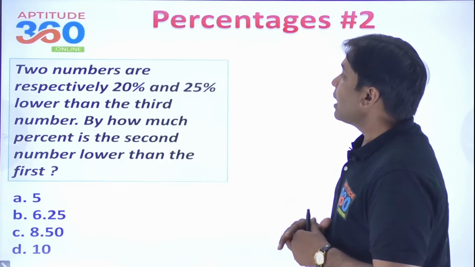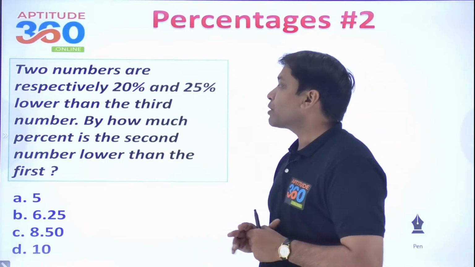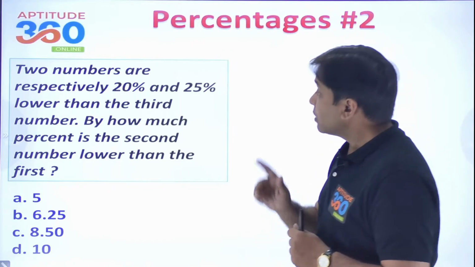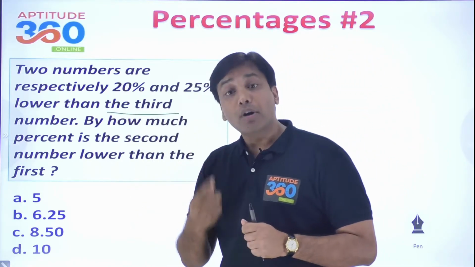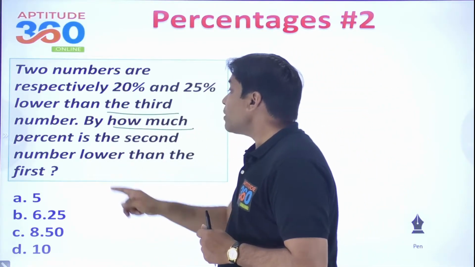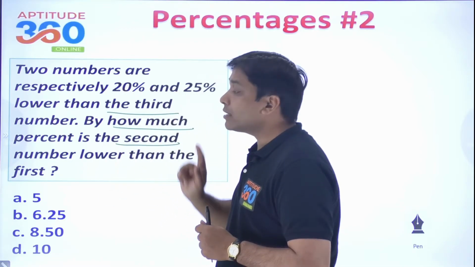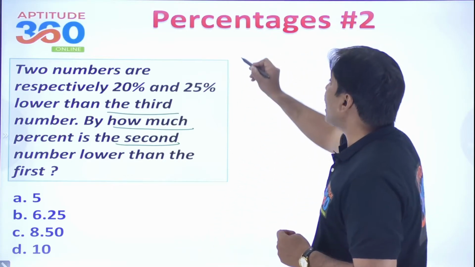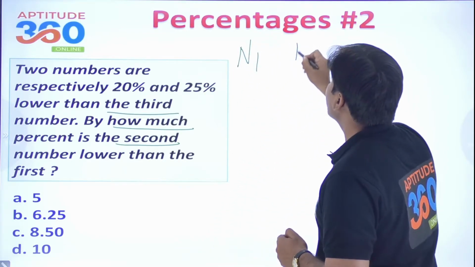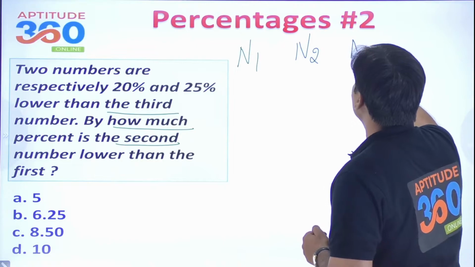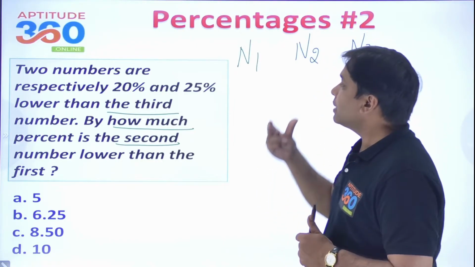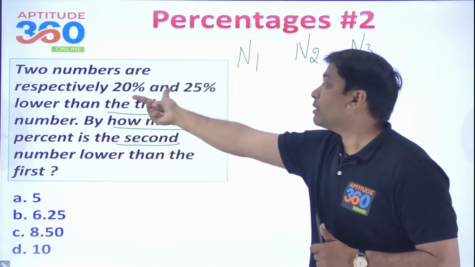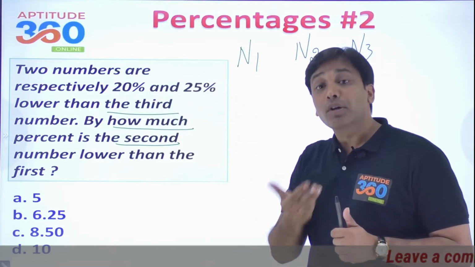Now, two numbers are respectively 20% and 25% lower than the third number, right? They are lower than the third number. By how much percent is the second number lower than the first number? So there are three values involved. I will say number 1, number 2 and then number 3. So they are saying that the first two numbers are 20% and 25% lower than the third number.